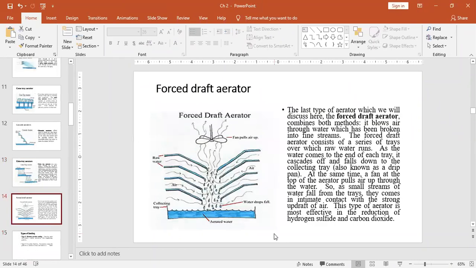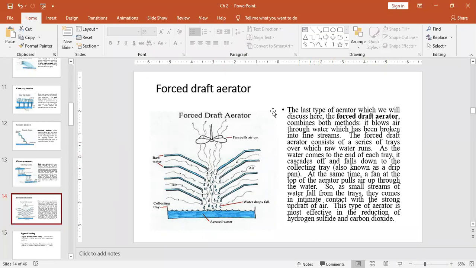The next method we are going to study is the forced draft aerator. The last type of aerator which we will discuss here, the forced draft aerator, combines both methods. It blows air through water which has been broken into fine streams. The forced draft aerator consists of a series of trays over which raw water runs.